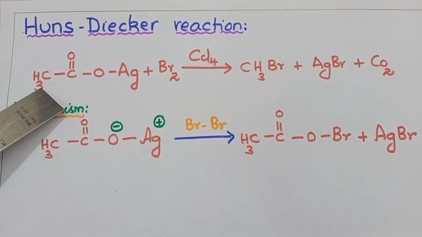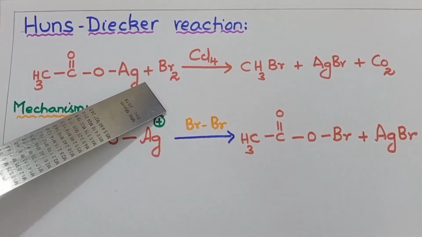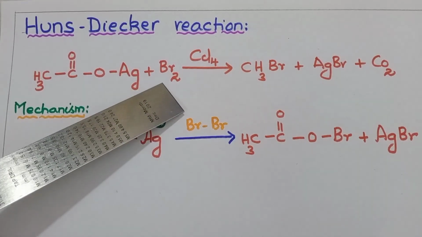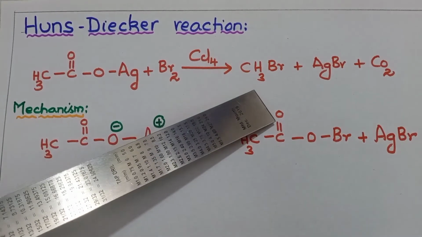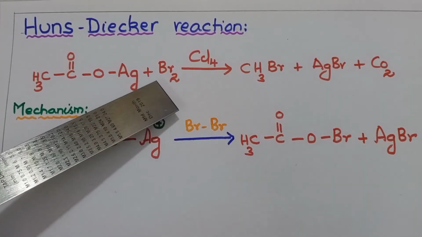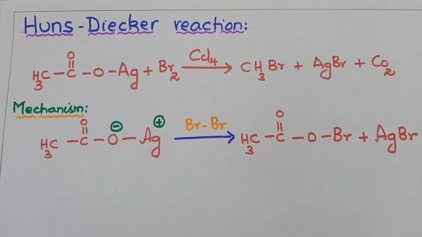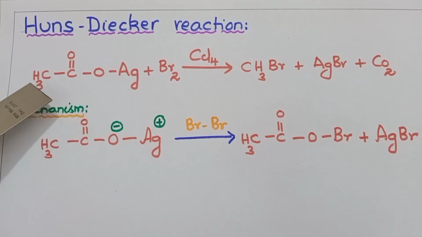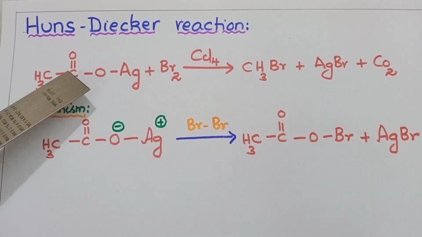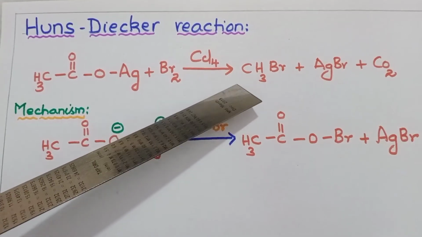Its formula is CH3COOAg, treated with bromine in the presence of CCl4, and the product is alkyl halide. Here the halogen taken is bromine, hence we are getting methyl bromide. Look here students, we started with silver acetate which has 2 carbon atoms, but in the product you can see there is only 1 carbon.